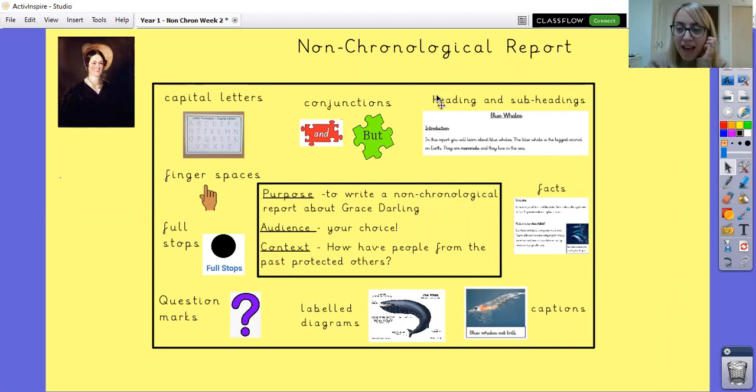Now, we looked lots at the features of non-chronological reports last week. We know that they have headings and subheadings. We have lots of facts in them. We see captions underneath photographs, and we have labeled diagrams. And you are going to include all of these different features in your writing.